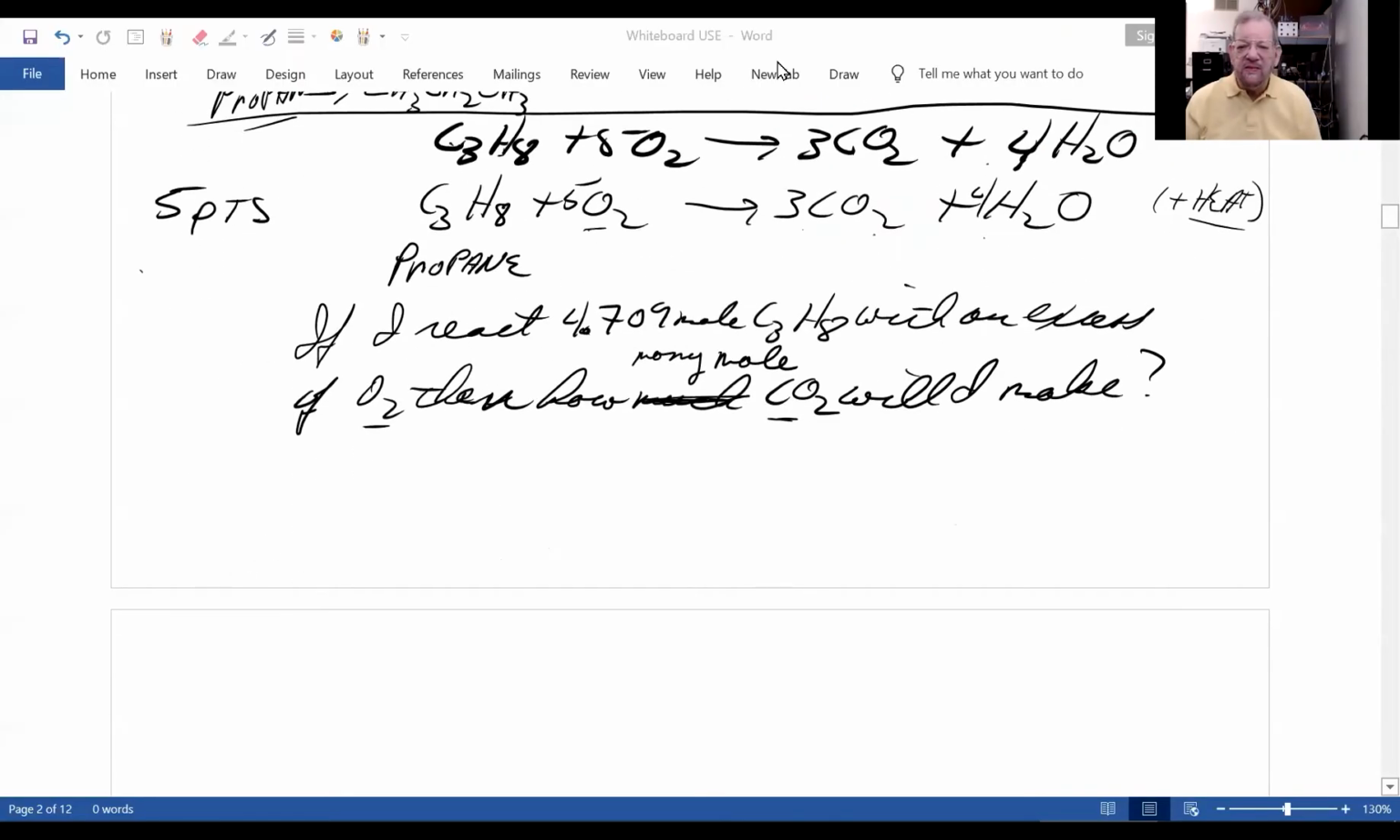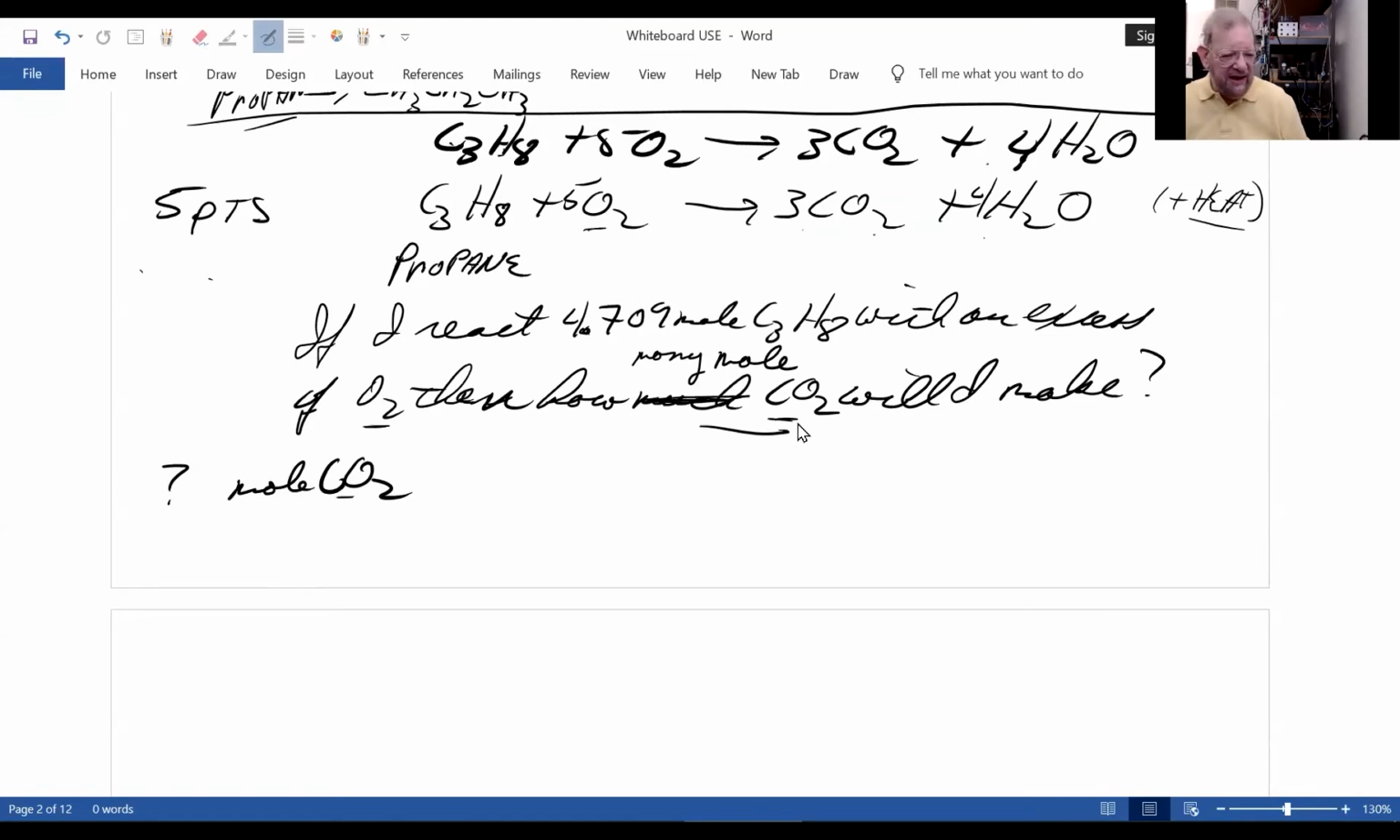All right, let's do this. The question is, if I react 4.709 moles of propane, C3H8, with an excess of oxygen, then how many moles of CO2 will I produce? What am I trying to find unit-wise? The answer is how many moles of carbon dioxide. By the way, next time you burp, most of your burp is CO2.